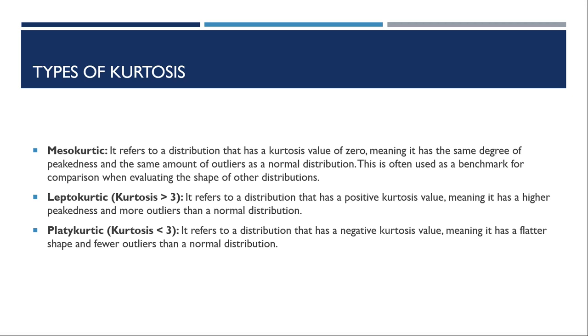The last one is platykurtic. In this type, the distribution is shorter and the tails are thinner. The peak is lower than the mesokurtic, which means the data lacks outliers, so the extreme values are less than in the normal distribution. So the value of kurtosis is less than 3 for platykurtic.